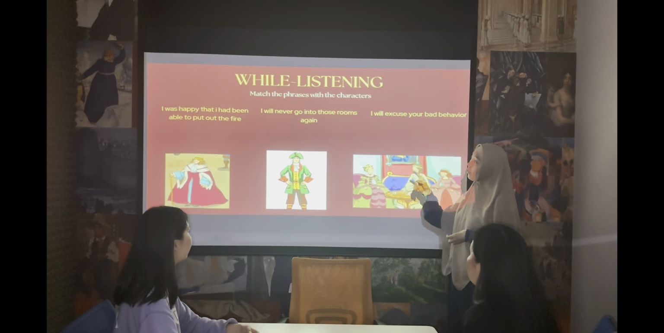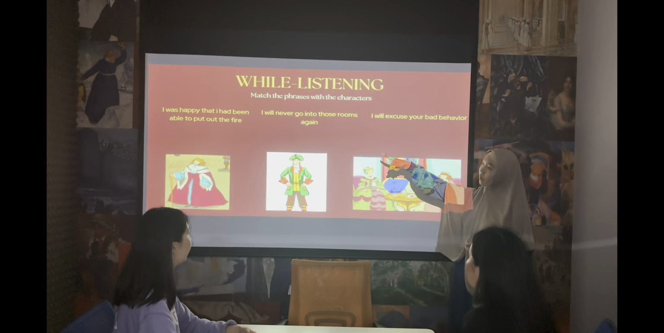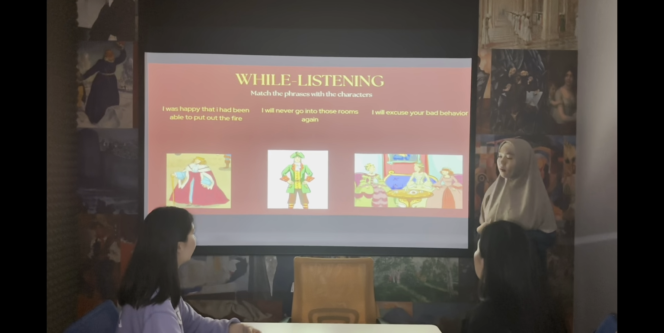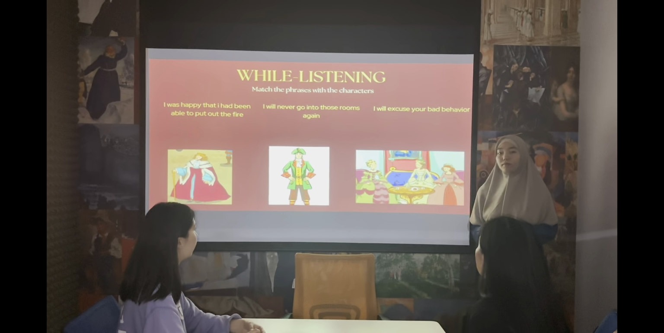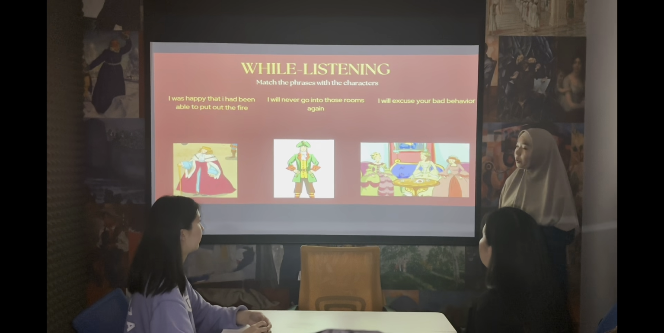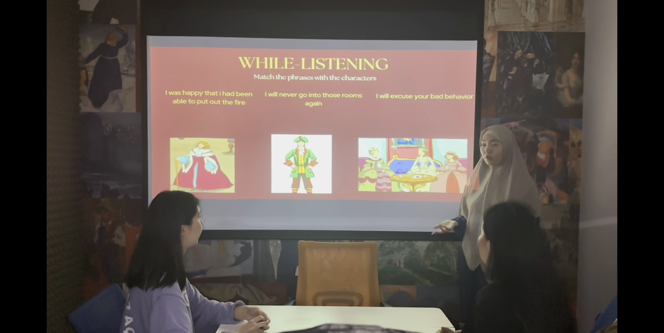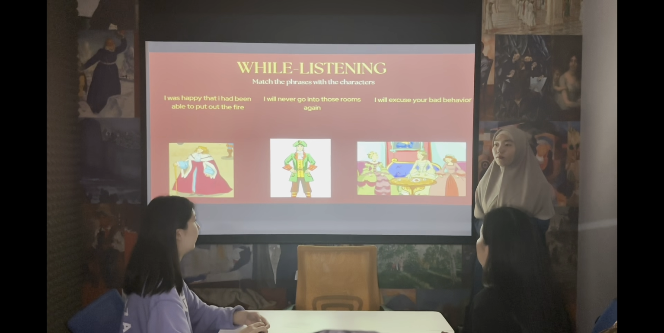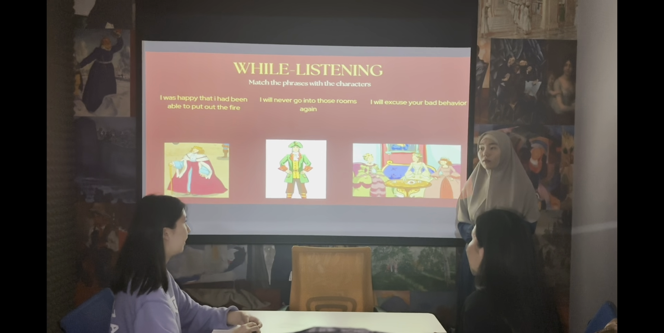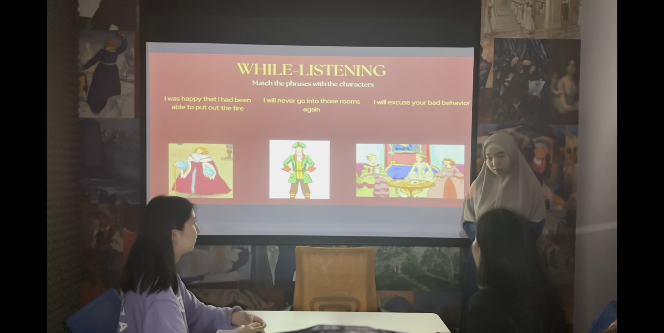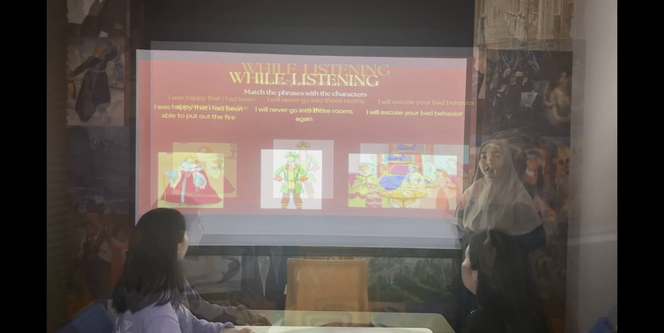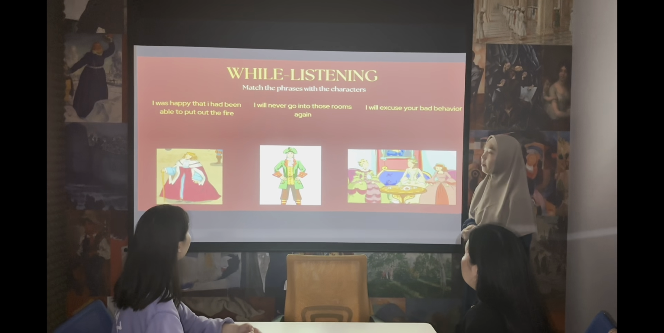Okay, right. "I will never go into those rooms again." Who said this? I think the queen. Why? Because she was angry about his actions. Right. And the last one: "I will excuse your bad behavior." Who said that? The king. Why? Because he has a law for the behavior of Gulliver, but he decided to help him. Yes, right, good.